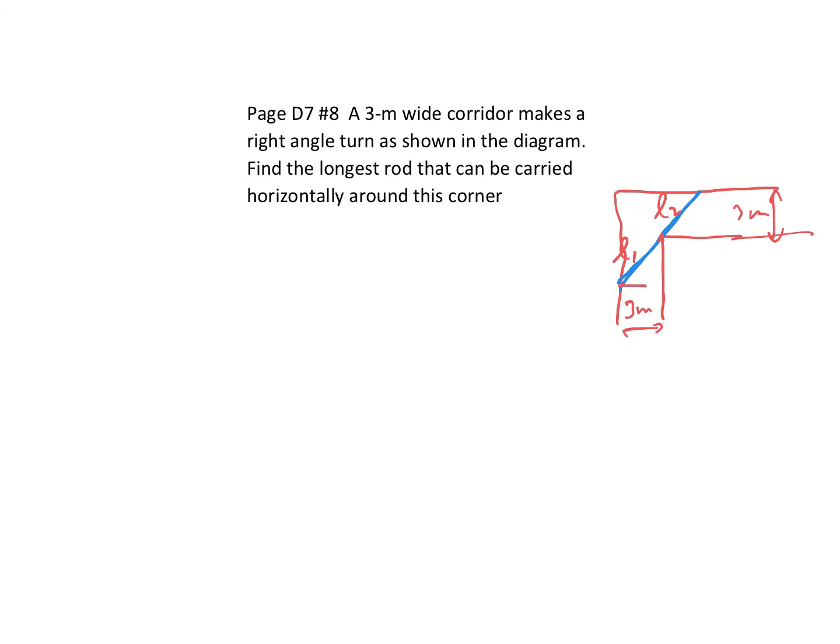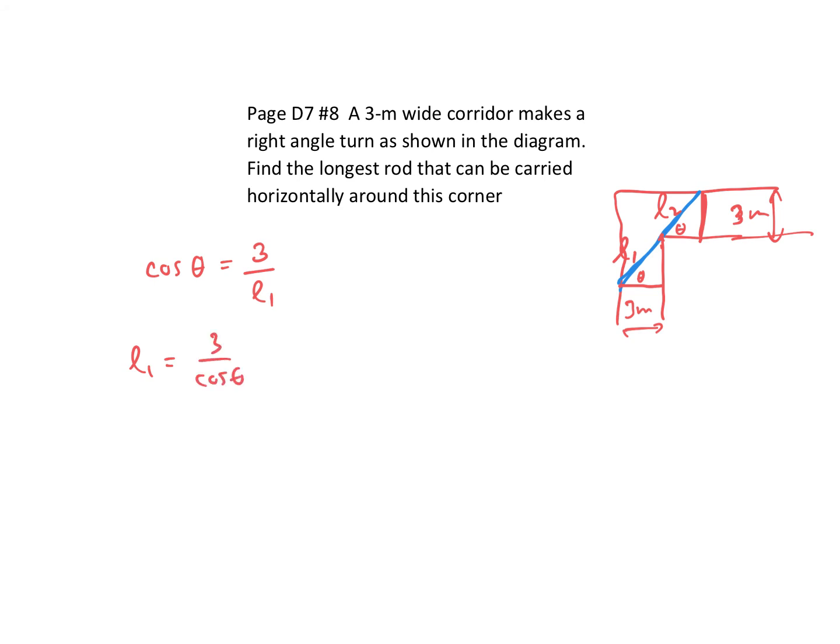And so L1 makes a right angle triangle with the adjacent side being 3 meters. So this angle here is going to be the same as this angle, and this angle has an opposite side of 3 meters. So we'll use what we did in the last question. In L1, so we'll say cosine theta is the adjacent side, which is 3, over the hypotenuse, which is L1. So L1 will be 3 divided by cos theta.